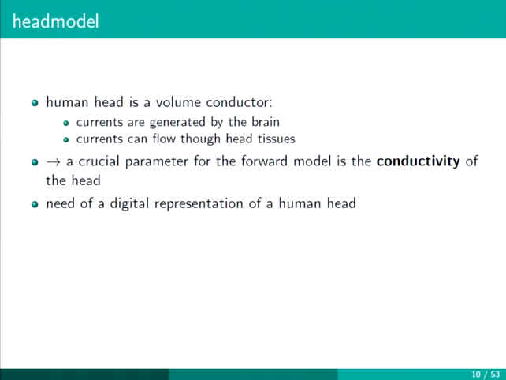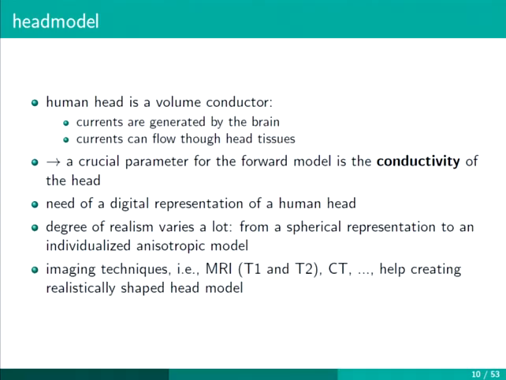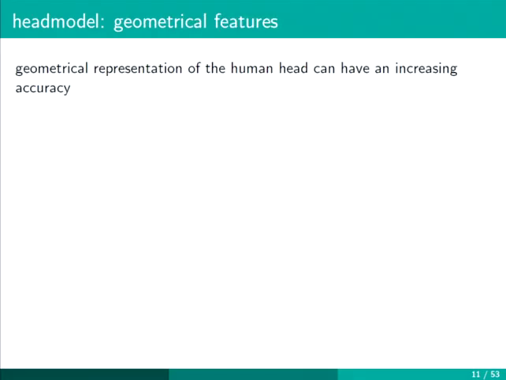Furthermore, we have a digital representation of the human head, which can be transported in our PC, for example. And the degree of realism varies a lot. So we can start with a spherical representation, or we can have a more sophisticated representation with, for example, anisotropic conductivity. And there are imaging techniques like MRI, T1 or T2 weighted, and CT, which can help create a realistically shaped head model.